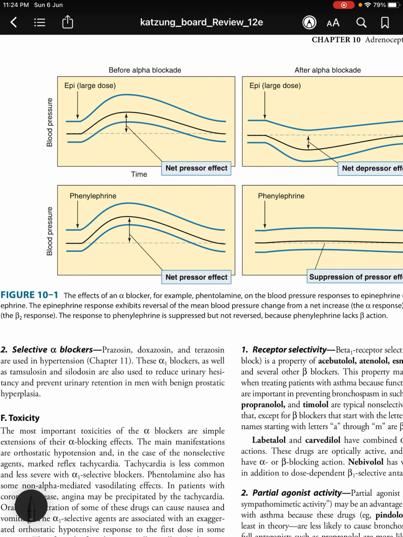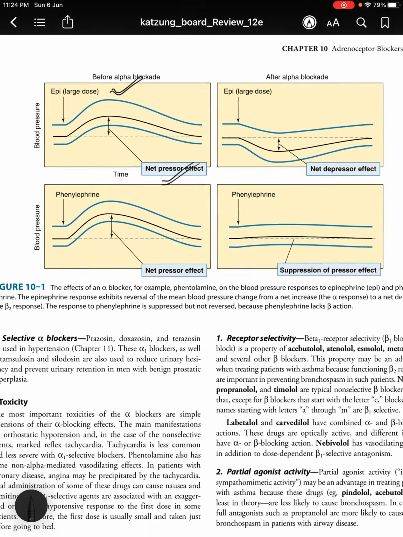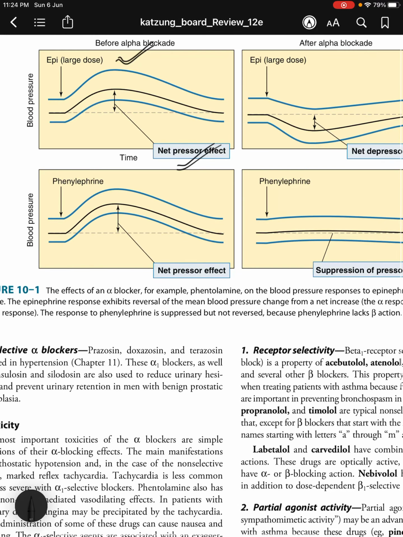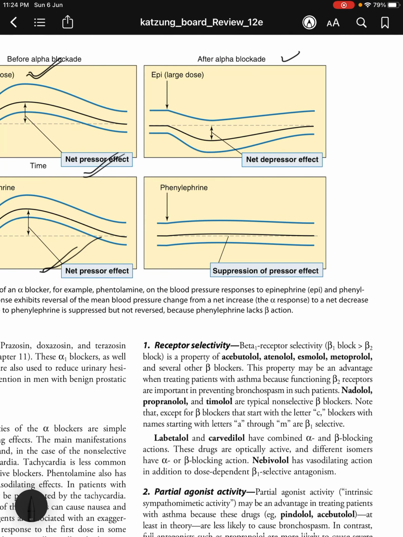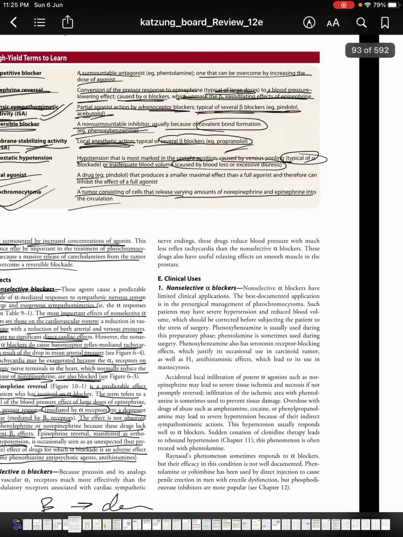So with epinephrine in large doses, the alpha action happens and there is a net pressor effect. Before alpha blockade there is a net pressor effect, but after alpha blockade there is a beta 2 receptor mediated depressor effect. So what was like this now becomes like this. When you suppress that pressor effect, it becomes like this. So this is combated by this and finally it becomes like this. So that is what is mentioned here.